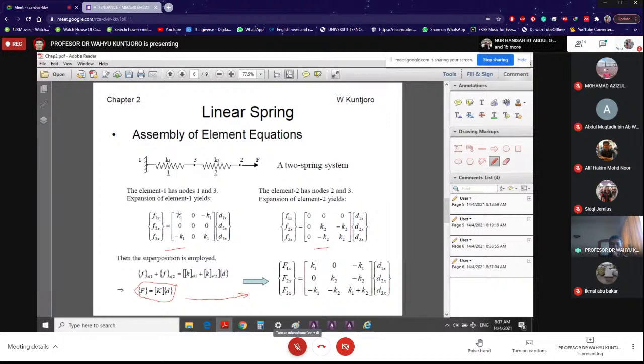So please take note, K1 plus 0 becoming K1. And then if you look at the one at the bottom right, K1 plus K2 becoming K1 and K2 over here. So that's the way you do it.